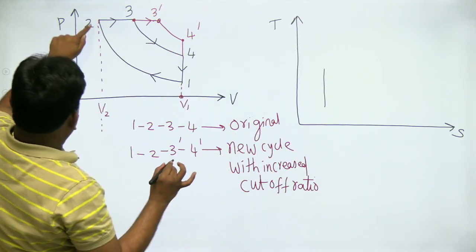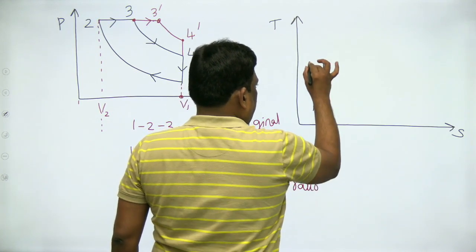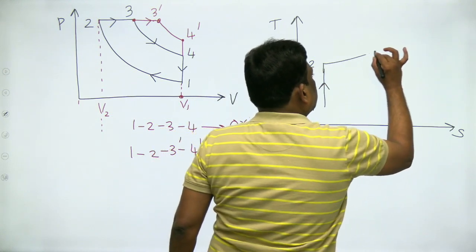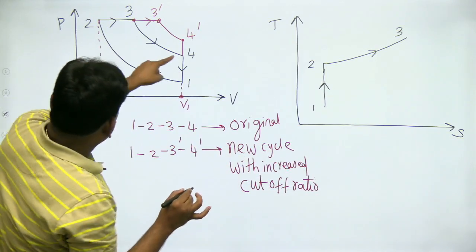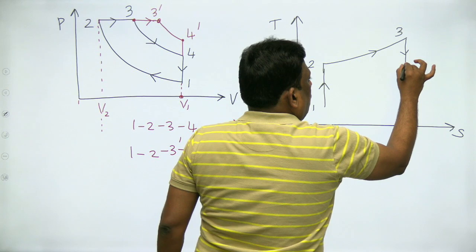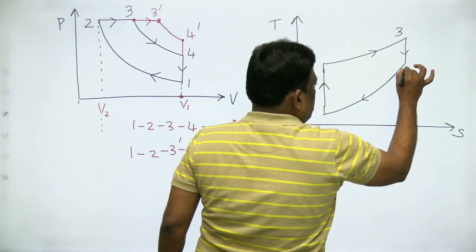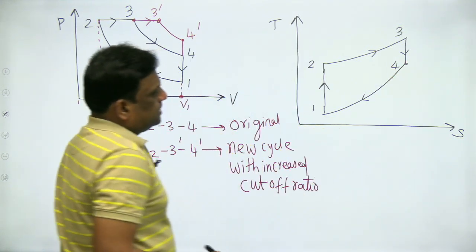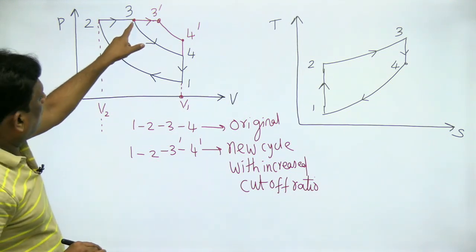Look, 1 to 2 is reversible adiabatic. 2 to 3 is constant pressure. 3 to 4 is reversible adiabatic expansion. And 4 to 1 is constant volume heat rejection. I will write here, no problem, no problem at all. This is my original cycle. Now, let us start supplying.